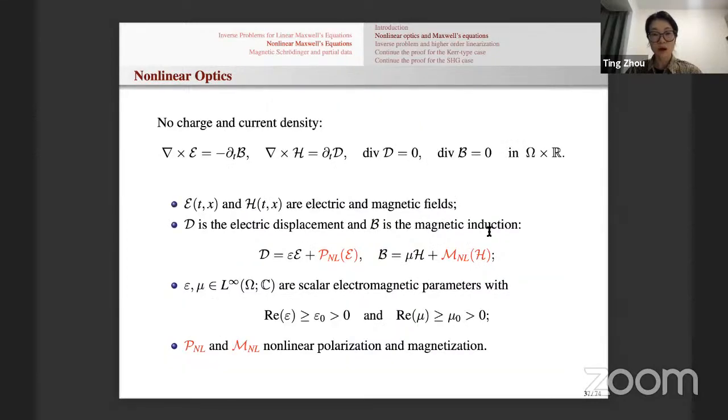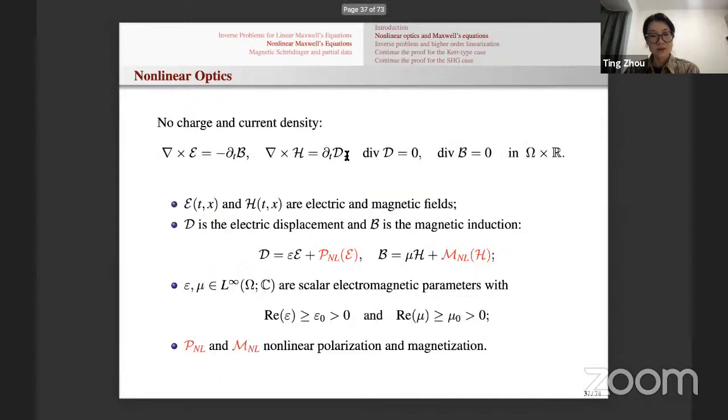And then to model the nonlinear optics using Maxwell's equations, we go back again to the original time-dependent Maxwell's equation. In this case, no charge and current density for simplicity. I used a different notation here. I apologize for that. This is coming from the old slide.